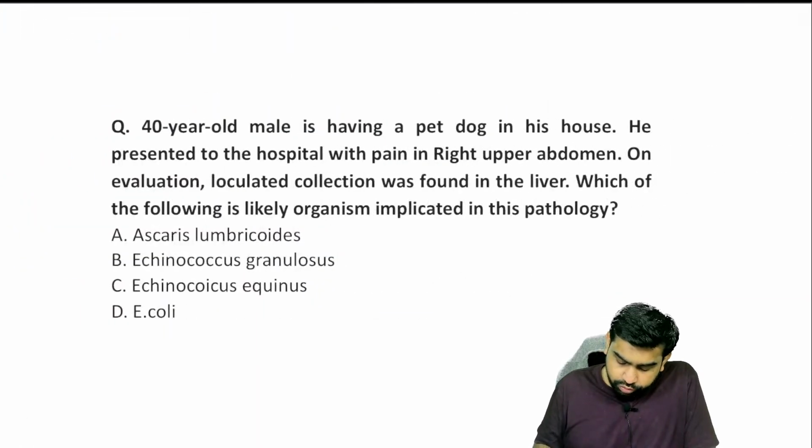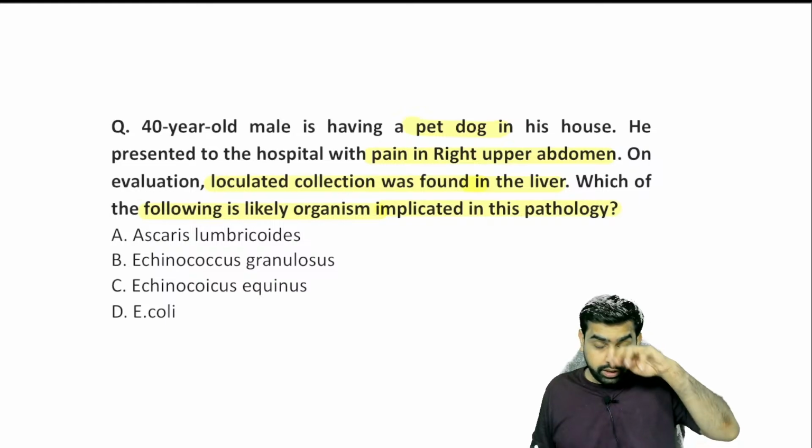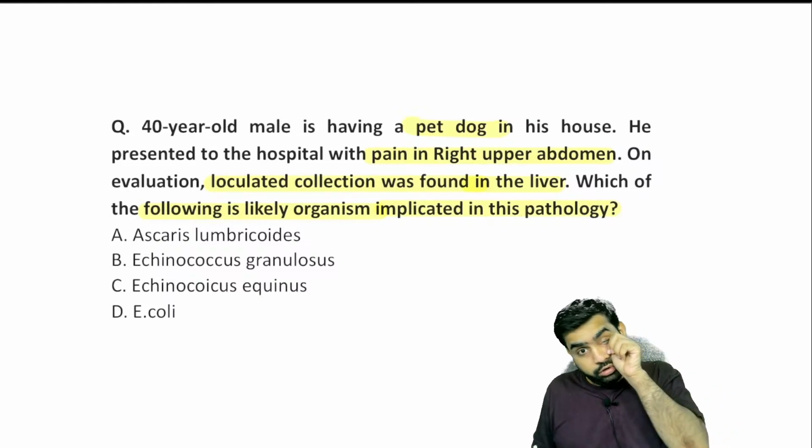There is a 40-year-old male patient who has a pet dog in his room, and he is presenting to the hospital with pain in the right upper abdomen. On evaluation, a loculated collection was found inside the liver. Which of the following is the likely organism implicated in this pathology? What is the answer here? Can you please help me with this?